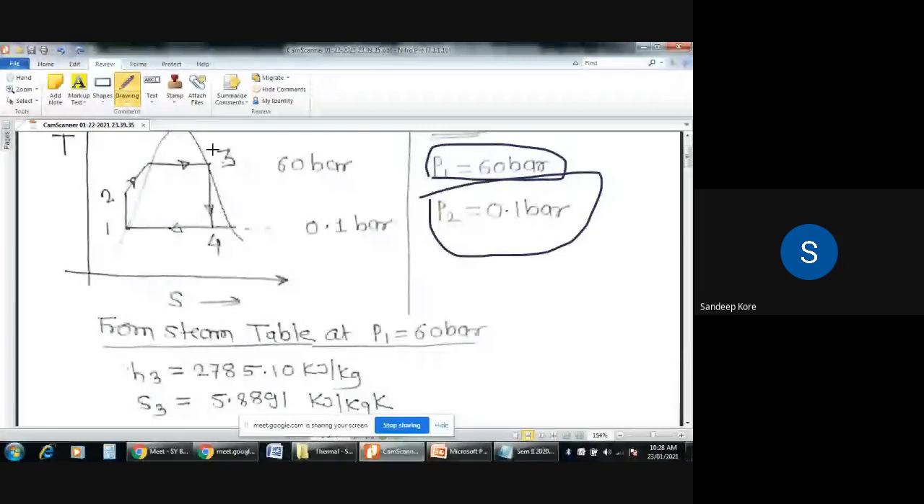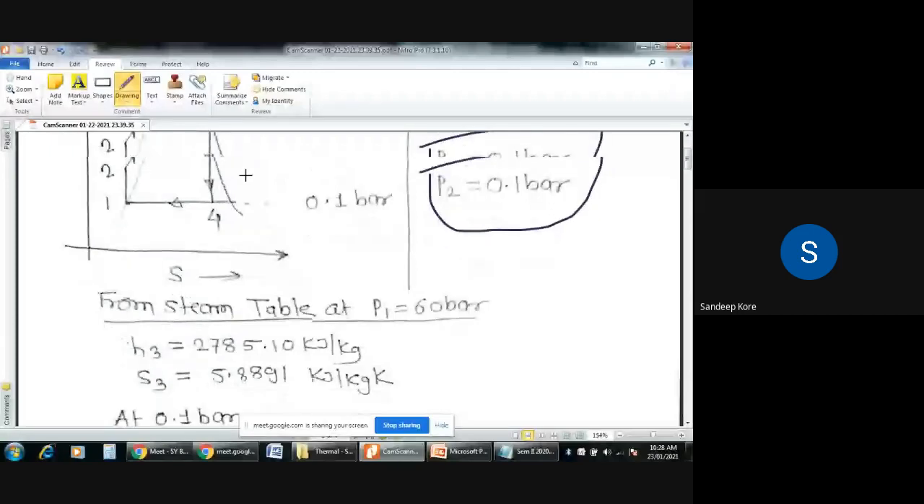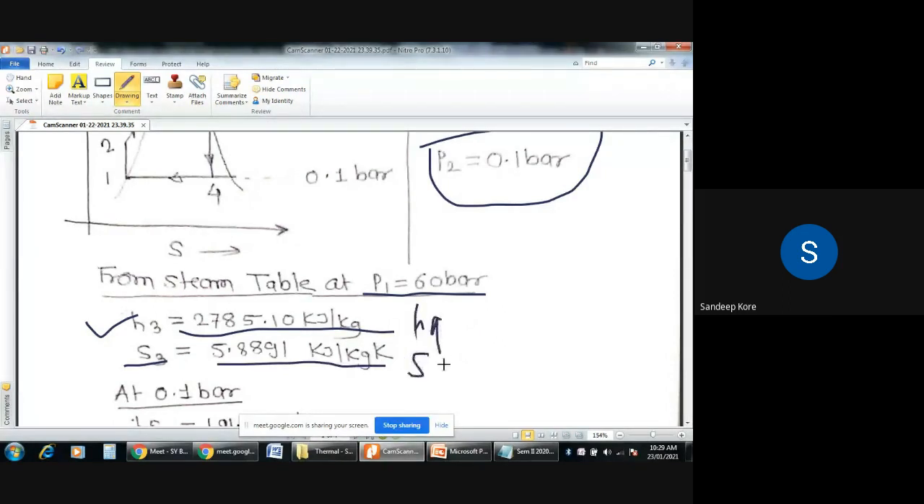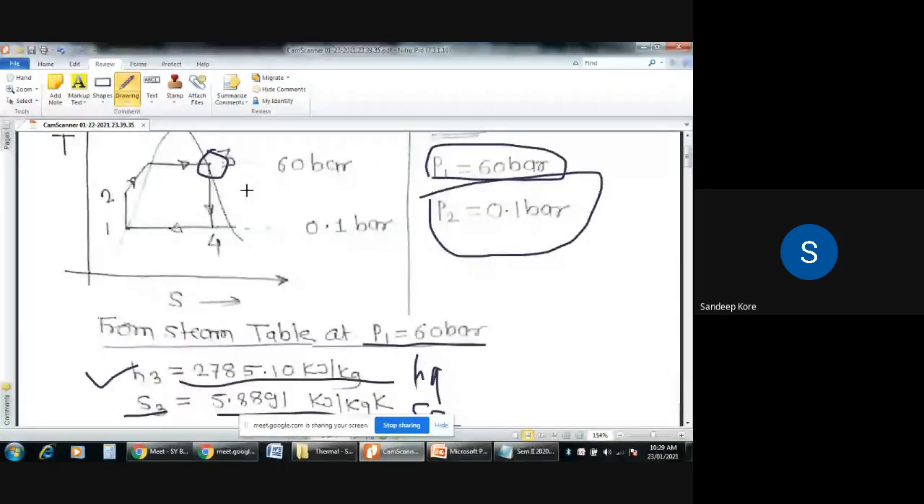At 60 bar, we are recording the properties like enthalpy of the vapor and entropy of the vapor. So at point 3, by referring to the steam table at 60 bar, we have H3 equal to 2785.10 kilojoule per kg and S3 equal to 5.8891 kilojoule per kg Kelvin. So this is Hg, enthalpy of the gas, and Sg, entropy of the gas, because at point 3, the working medium is in the vapor or gaseous state. So we have to find out Hg and Sg.